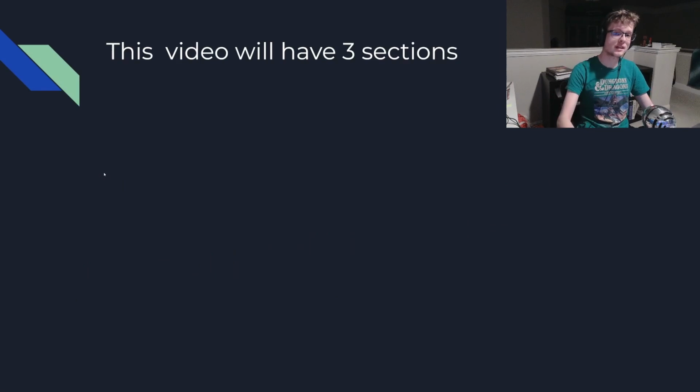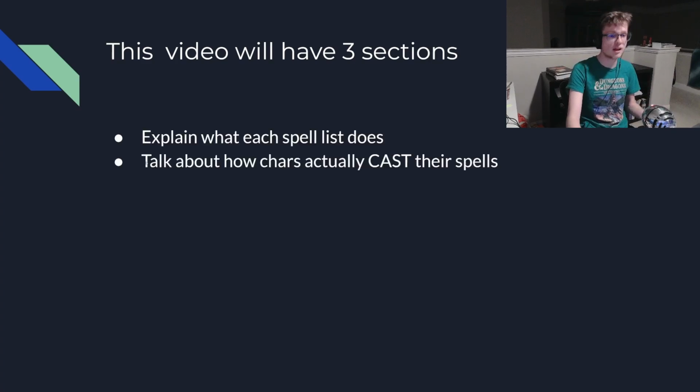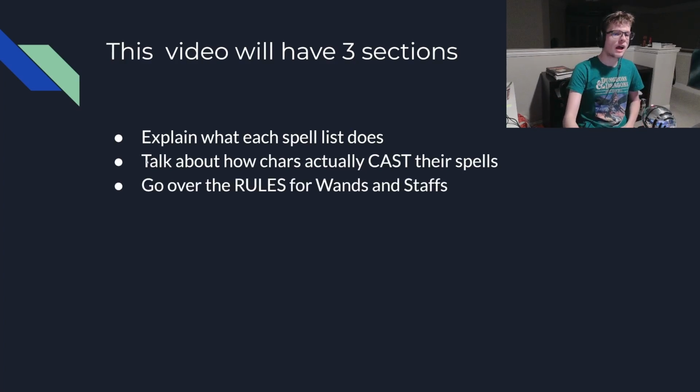This is going to be a very literal guide of how spells actually work on a character sheet. It will not go over individual spells, and this video will have 3 sections. First, explain what each spell does. Second, explain how characters actually cast their spells, whether that is prepared, spontaneous, whatever. And then go over the rules for wands and staves. I'm not going to be giving recommendations for exact things, that will come in a later video.